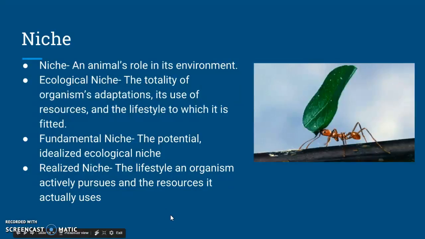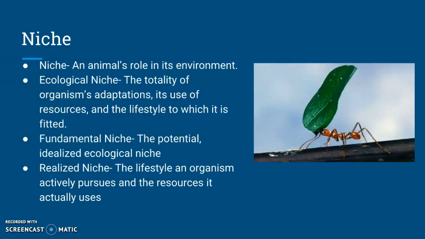The first thing I want you to know is a niche. A niche is an animal's role in its environment. So you have a few different types of niche, though. The first one is an ecological niche. The totality of the organism's adaptations, its use of resources in the life to which it is fitted. So how does it fit into its role in the community of those organisms? And what does it do?